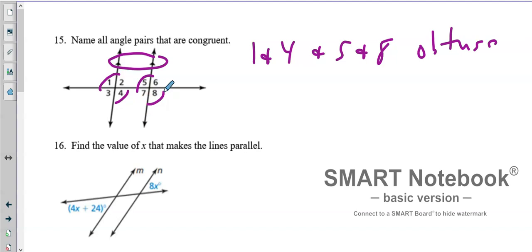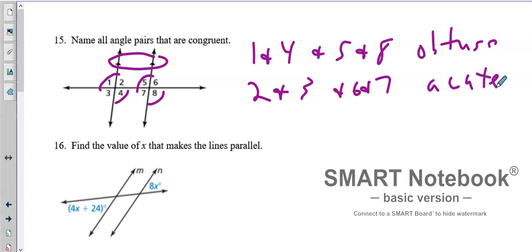Therefore, all the acute angles, 2 and 3, and 6 and 7, all the acute angles, they are also all congruent to each other. So 1, 4, 5, and 8 are all equal, and 2, 3, 6, and 7 are all equal. Now, again, think about this when you're going into the test. We've talked about this numerous times. Acute angles and obtuse angles are never going to be equal to each other.